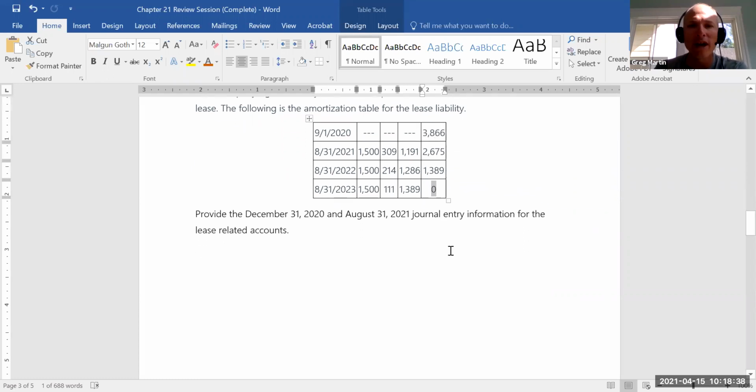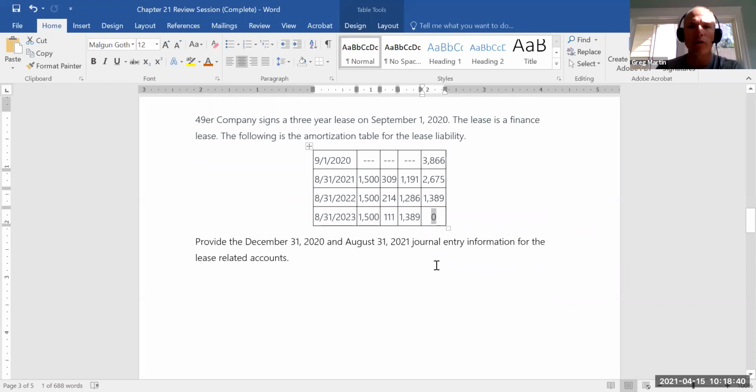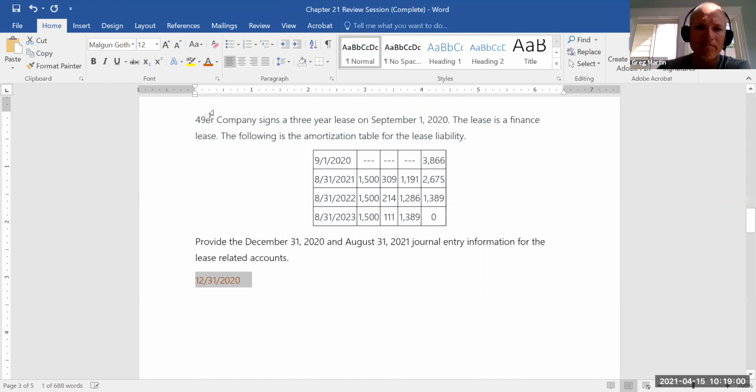All right. Now we're doing journal entries. We're worried about the December 31st, 2020 journal entry, and then the August 31st, 2021 journal entry. So we have to make sure that we're paying attention to the amortization of the lease liability and the amortization of the right of use asset. There are those two processes going on that we need to pay attention to. The first journal entry is on 12/31/2020.